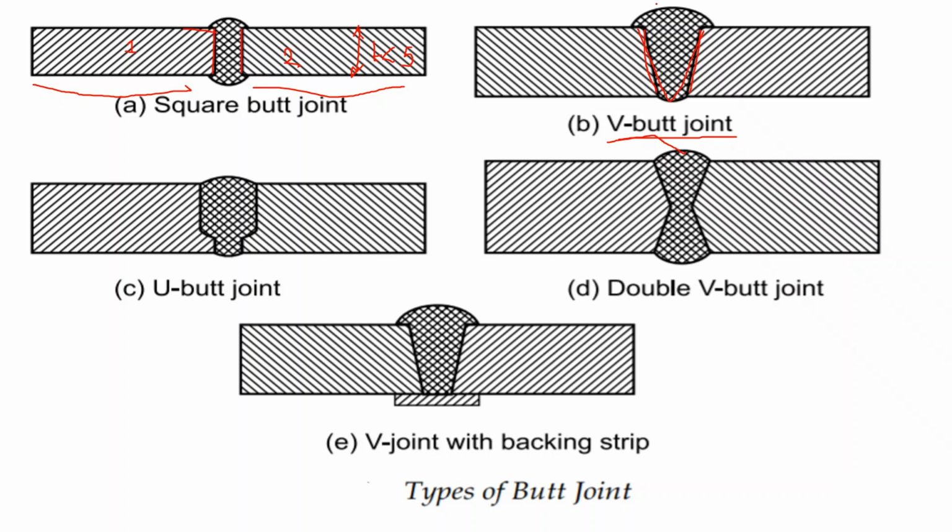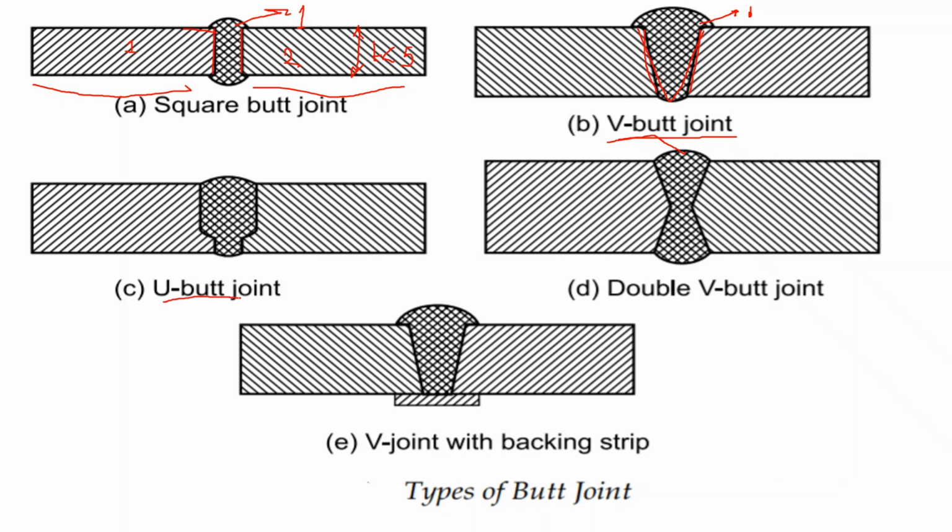Now, in case of V butt joint, we only do the welding from one side. We are going to do the welding from this side only. Similarly, in case of square butt joint, we also do the welding from one side. So this type of butt joint, which is square butt joint, is used when the thickness of the plate is less than 5 mm. V butt joint is used when the thickness of the plate is between 5 and 20 mm. And in case of V joint, we bevel the edges to form a V shape.